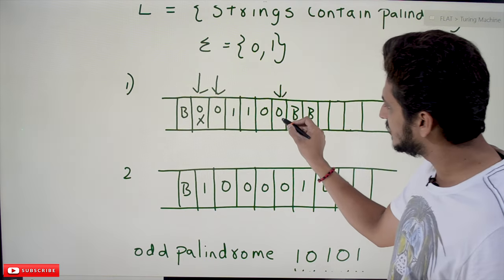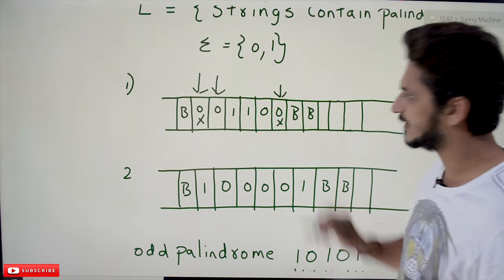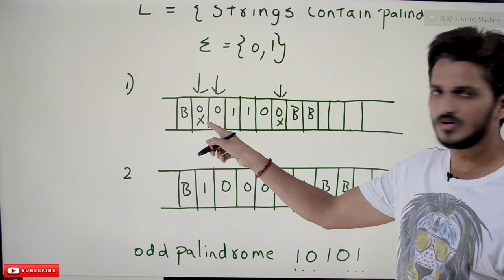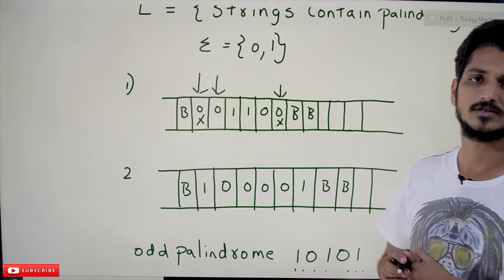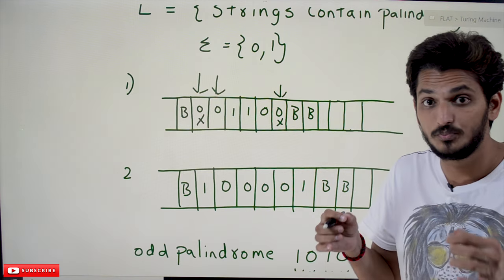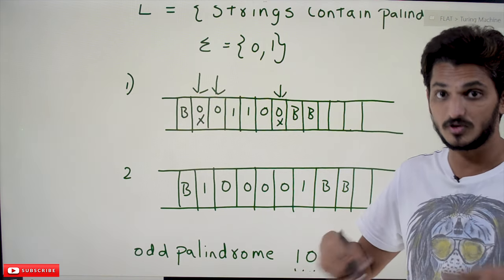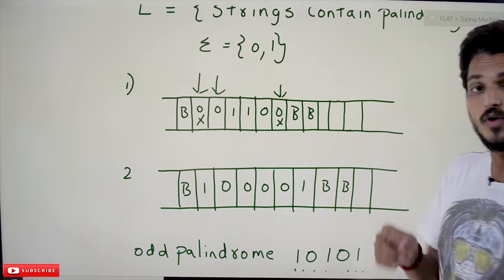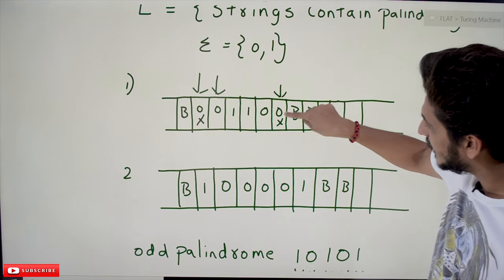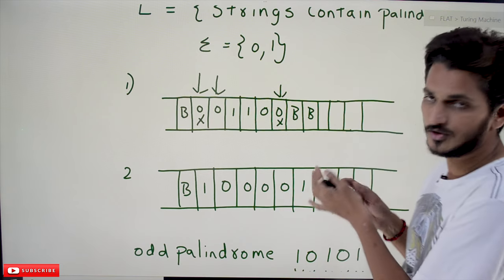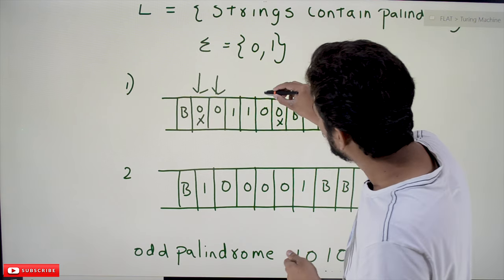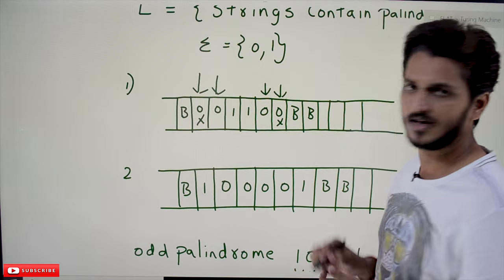Now if you find 0, convert it into x. So the first 0, we converted into x. The last 0, we converted into x. This process should be repeated. Now at what position are we? We are at this position. So whenever you see 0, convert it into x and move left side.